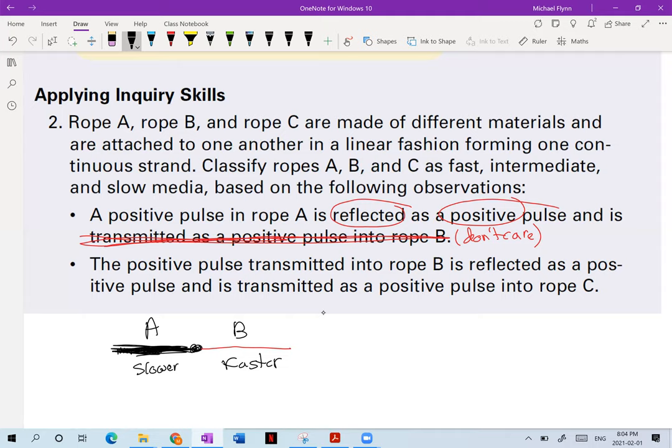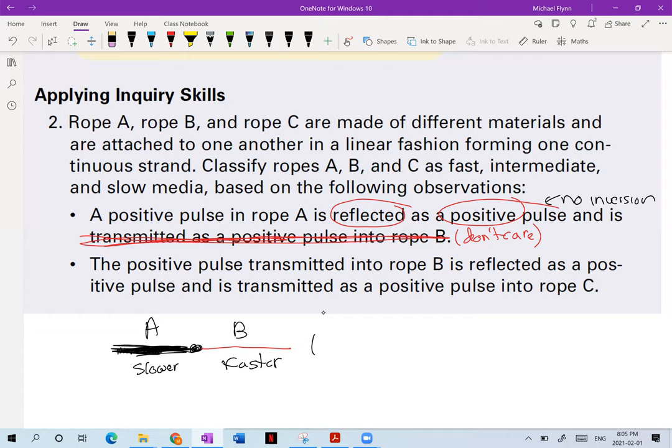Now it's the reflection that tells us. So if there's no phase inversion, that's how we know there was no inversion when the wave reflected from A back into A, okay? When it bounced off B, it didn't get inverted. That means B has to be like a soft boundary. It has to be lighter, okay? Less dense and lighter and faster. The waves go faster through it.